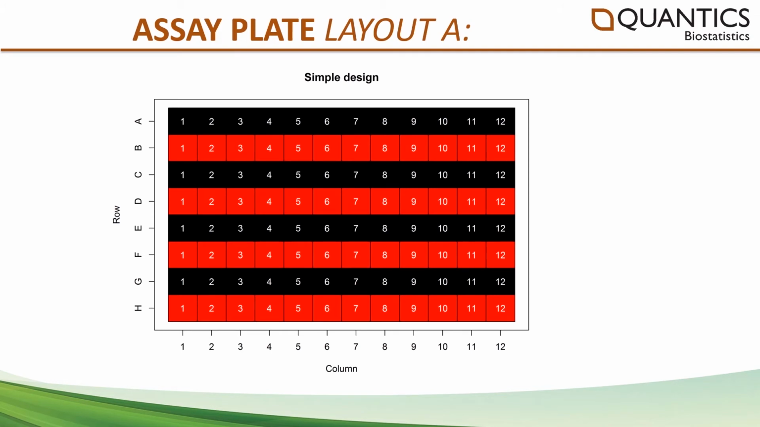The first one is shown here. It's a simple design where the reference is shown in black, the test material is shown in red, and each is repeated 4 times. There are 4 replicates for each, and they simply go from left to right in terms of the doses. So the first dose, lowest dose, is at the left, and the top dose is at the right. So doses increasing from left to right in each case.